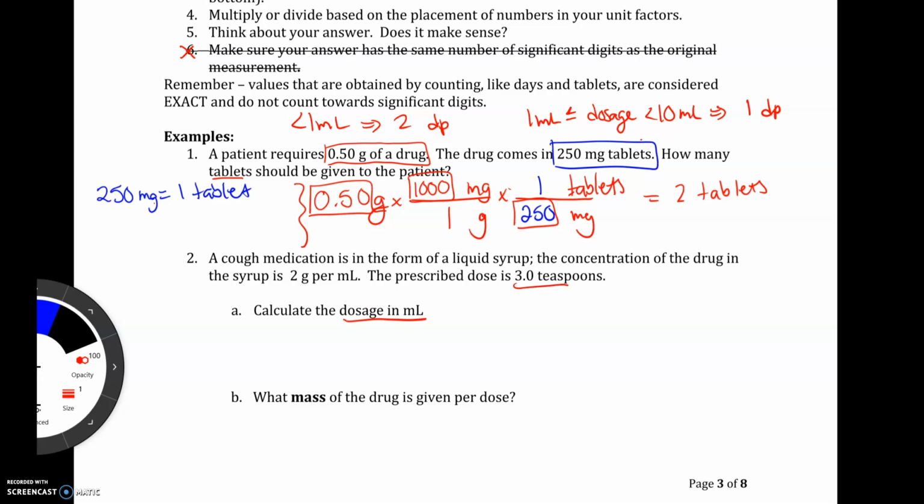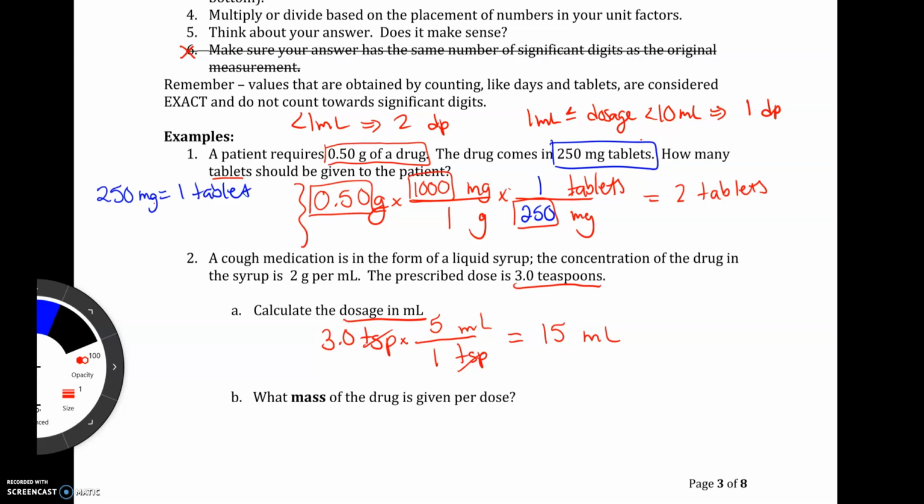So we know the dose is 3.0 teaspoons. If we want the dosage in milliliters, we're going to do a regular conversion from teaspoons to milliliters. We ask ourselves, do we have a conversion factor for that? We sure do. We know that 1 teaspoon is equal to 5 milliliters. So I can put that in and do the calculation. 3.0 times 5, 15. So 3 teaspoons is equal to 15 milliliters.